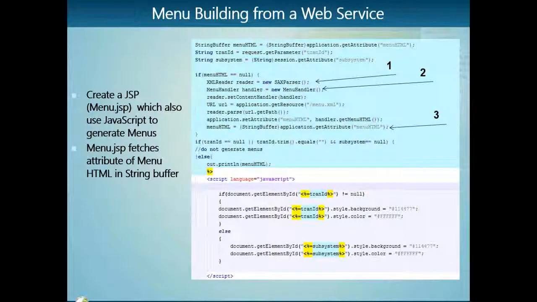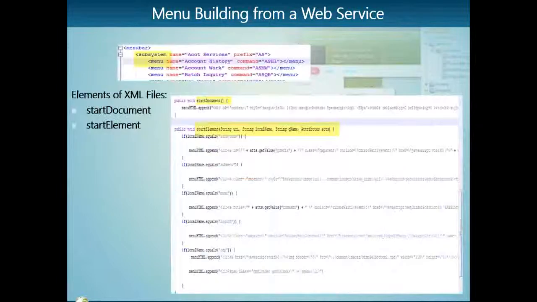The methods that are used to identify the different elements of our XML are startDocument, startElement, and endDocument. The startDocument method marks the start of the HTML code. It defines code to create the top menu, for example, creating div and table tags, its positioning and style.